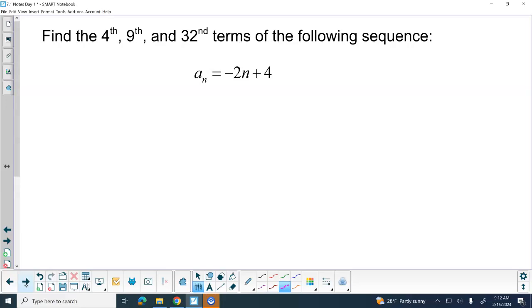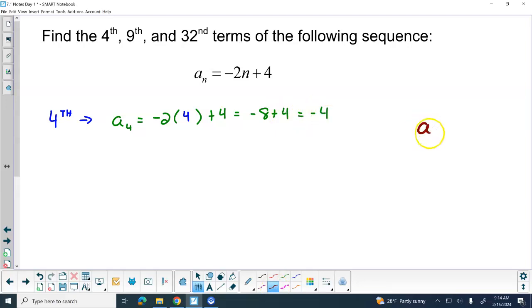Following that logic, with this function, I want you to find me the 4th, the 9th, and the 32nd term in this new sequence. 4th, 9th, and 32nd. So my 4th term is going to be a sub 4. And that's going to be negative 2 times 4, then plus 4. Negative 2 times 4 is negative 8. Negative 8 plus 4 is negative 4. So I would say that the 4th term, a sub 4, is negative 4.